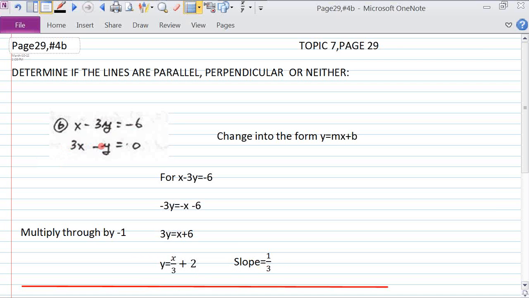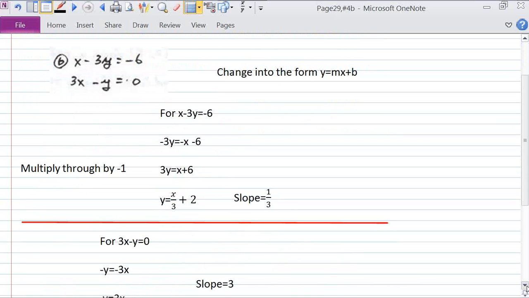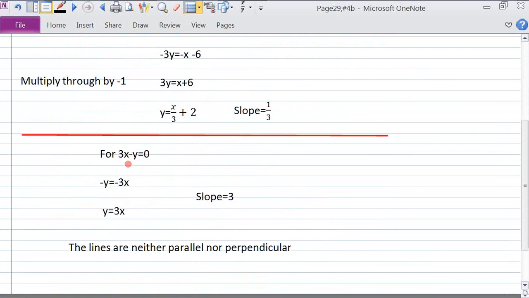Now let's look at the other equation, 3x minus y equals 0. Now what I do is I transpose the 3x from the left side to the right side. It becomes minus 3x, multiply through by -1, y equals 3x, and here the slope is 3.